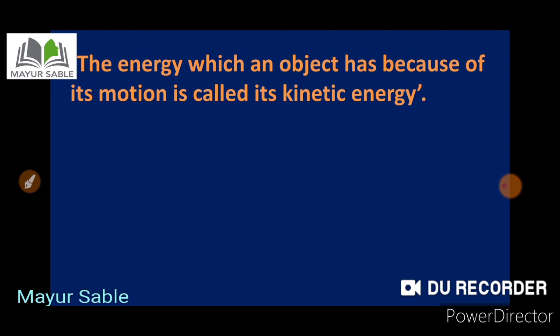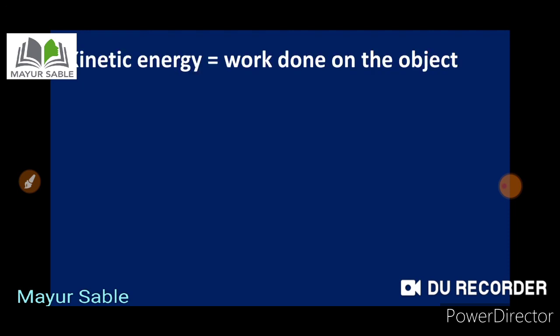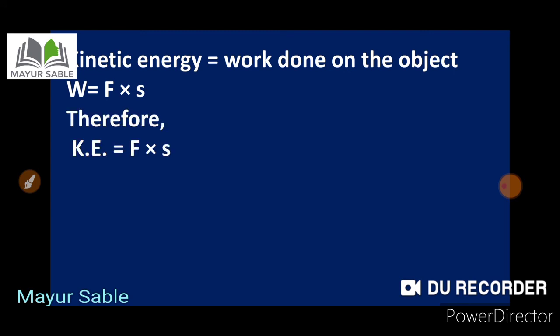So now remember, the energy which an object has because of its motion is called its kinetic energy. That means the ball had some kinetic energy. The striker had kinetic energy. The marble which strikes another marble also possesses some kinetic energy. And remember, kinetic energy is nothing but the work done on the object. So we know that the formula for work done is W equals F into S. Therefore, the kinetic energy is nothing but force into displacement.